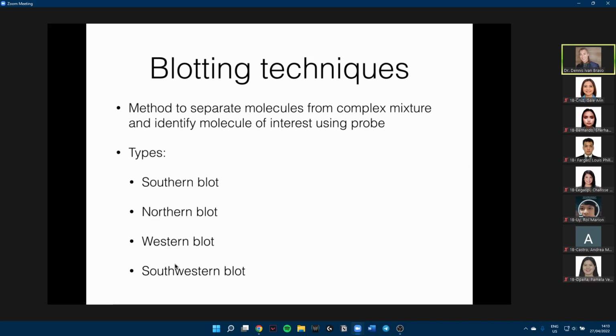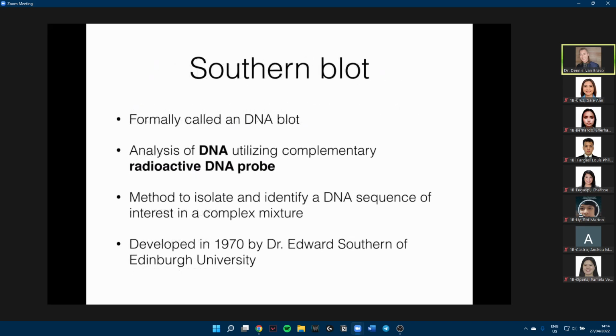So all of these blots are actually based on the original, which is Southern blot. So they all utilize the same principle. So we use Southern blot as the representative blotting technique for now. The formal name of Southern blot is DNA blot. It can be described as the analysis of DNA using a complementary radioactive DNA probe to locate this DNA.